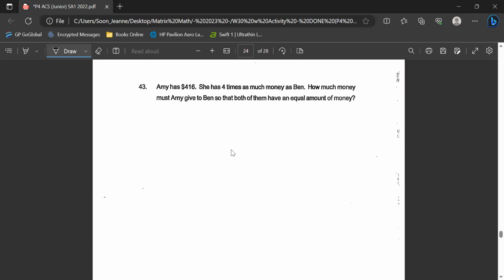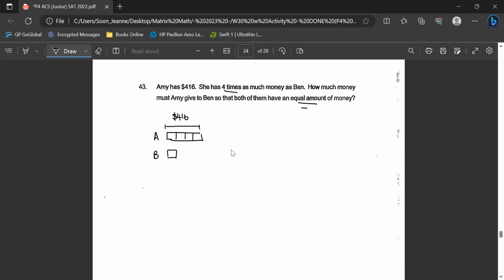Okay. Question number 43. It says here, Amy has $416. She has 4 times as much money as Ben. How much money must Amy give to Ben so that both of them have an equal amount of money? So what I'm going to do is I draw. So Amy and Ben, right? Amy 416 and she is 4 times. So I just draw 4 units for Amy. And Ben is just 1 unit. And they gave you the amount that Amy has, which is 416.